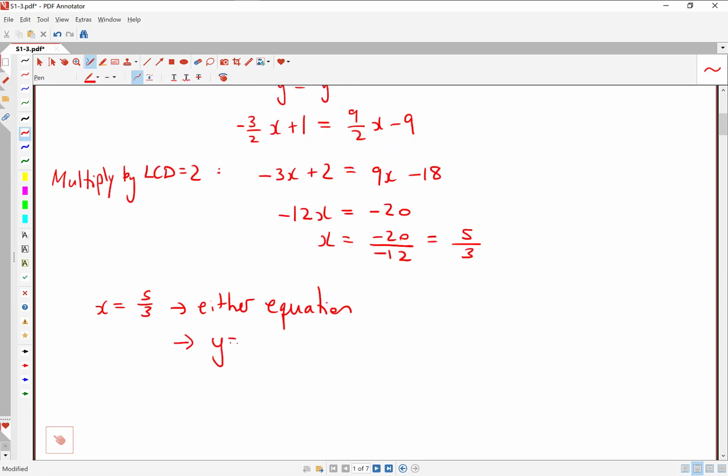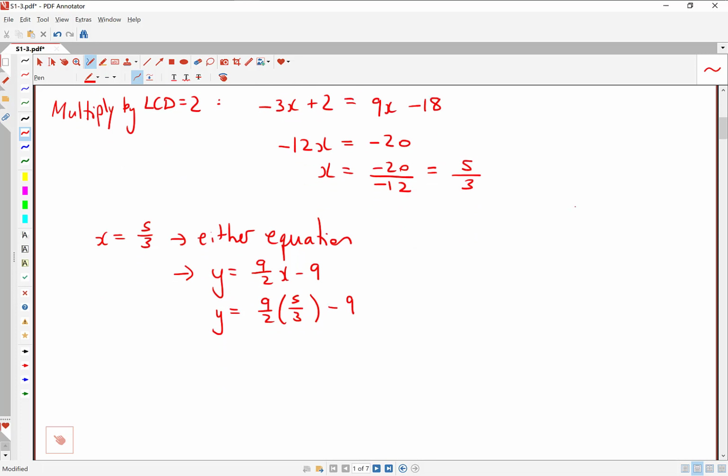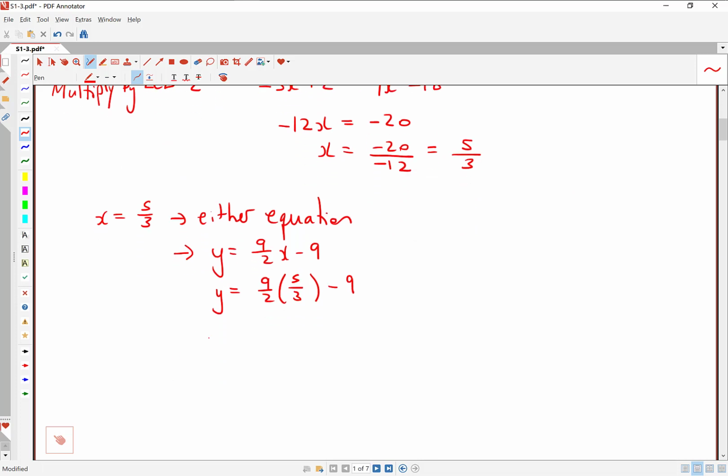So let's sub into y equals 9/2 x minus 9, and so that tells us y is 9/2 times this x value that we found, which was 5 over 3, minus 9. Now we're going to do a little bit of work with fractions here. When you have a couple fractions multiplied together like this, the numerators multiply and the denominators multiply. So anything from the top can cancel with anything from the bottom. You can cancel a factor of 3 from the top and the bottom. That just keeps the numbers a little bit smaller.